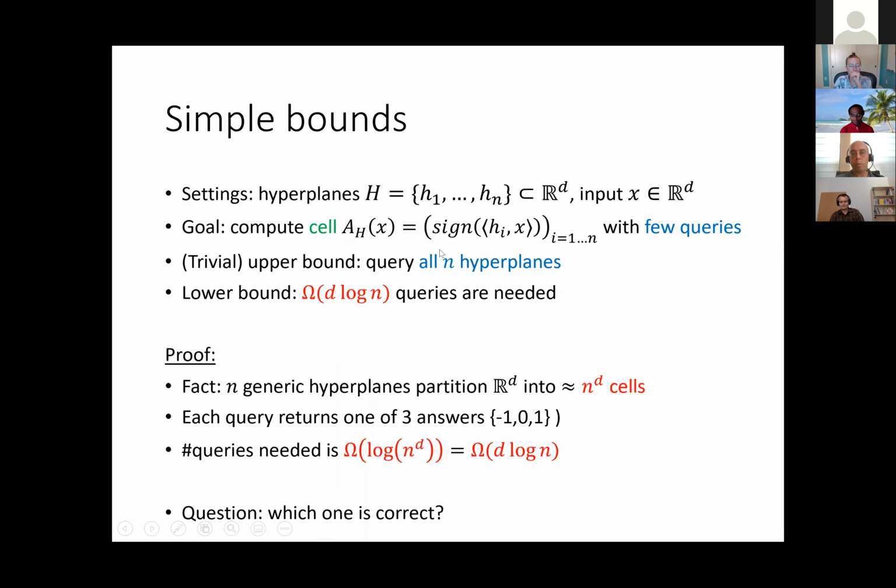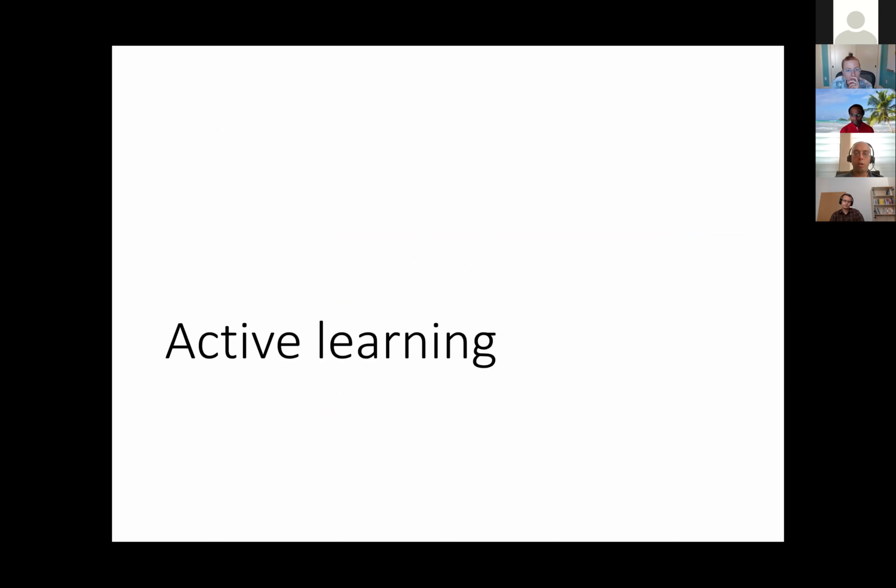But anyway, which one is the right answer? Okay, so now let me move to a different area of machine learning, in particular the area of active learning. And as you'll see, you basically get the same problem in disguise by studying this problem of active learning in machine learning.